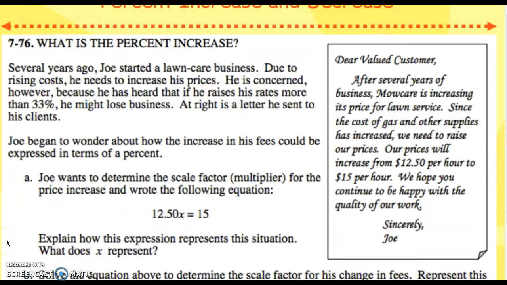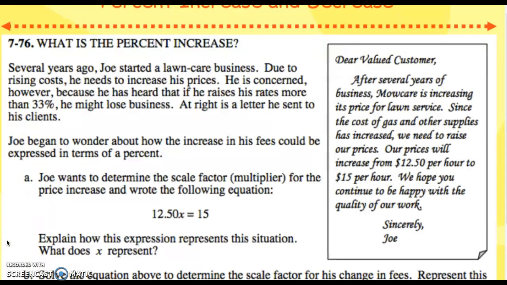It says, several years ago, Joe started a lawn care business. Due to rising costs, he needs to increase his prices. He is concerned, however, because he has heard that if he raises his rates more than 33%, he might lose his business. At right is a letter he sent to his clients.